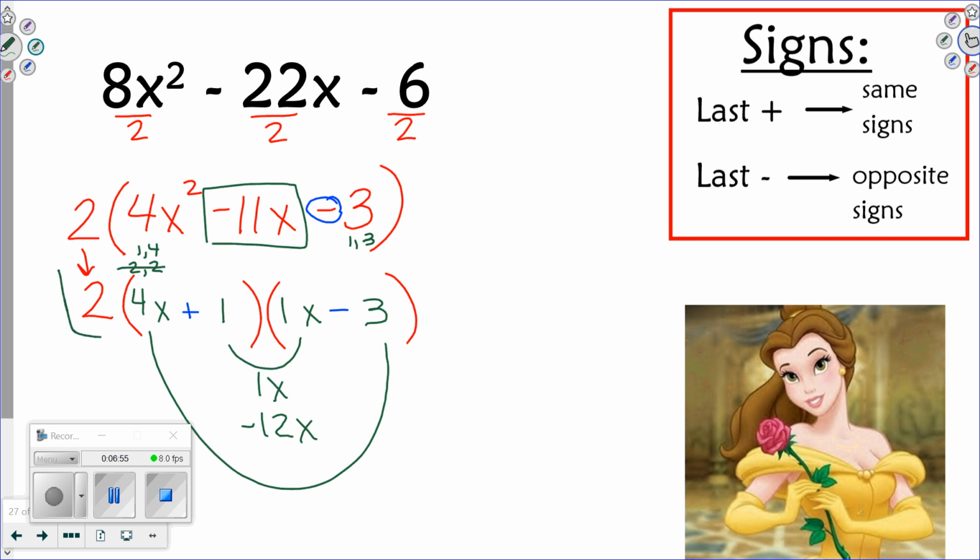So my final factored answer, make sure you're actually putting a box around the actual answer. 2 out in front, 4x plus 1, and an x minus 3. Yes, you can. All right, so have some fun with your smiley faces. But. All right, let's try the next one.